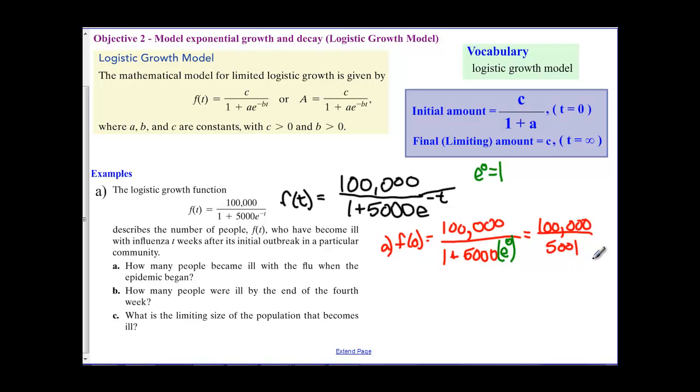The 5,001 did come from this 1 plus. But yeah, the 5,000 times e to the 0 is just going to give you the 5,000. So, there you go. All right, so if we put all this in, we're going to end up with 0.99. I'm going to go out 3 places. But really, how many people are we going to call that? Yeah, let's call it 20 people.